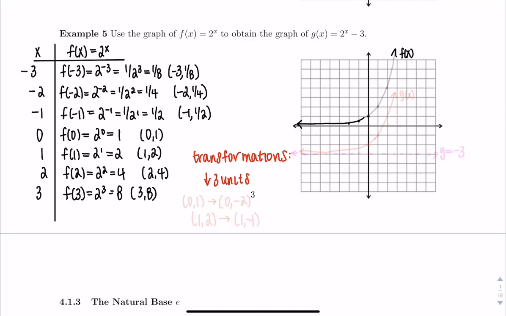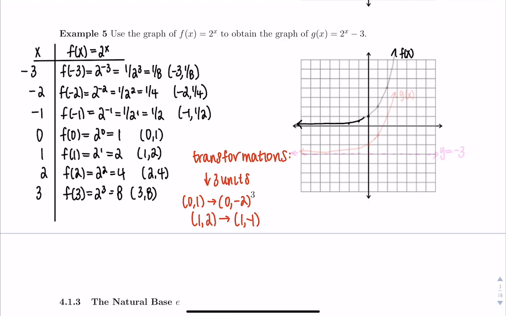And then we're going to use our points to find our new one. So let's use the point 0, 1. If I move down 3 units, we're now going to be at the point... I'm sorry, we're going to be at the point 0, negative 2. If I move the point 1, 2 down 3 units, we're going to be at 1, negative 1.